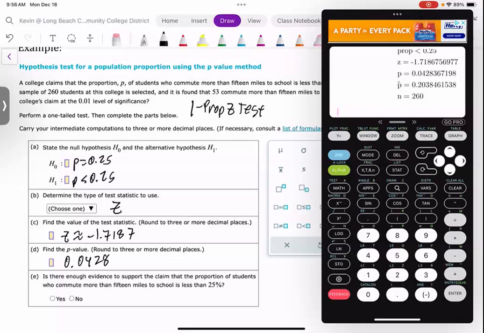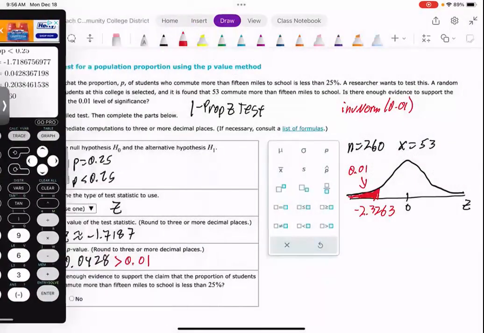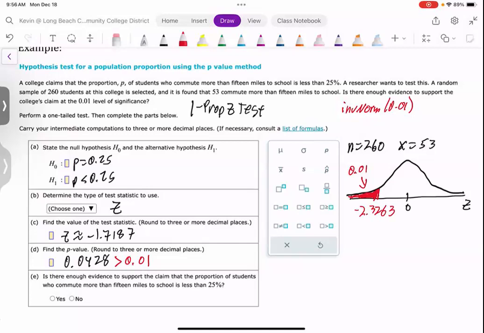Our p-value is 0.0428. And I can see right away that that is, what is our alpha? Oh, this is way bigger than our alpha. I also want to notice that this is not in the critical region. And the p-value is bigger than our alpha, which means we are going to fail to reject the null hypothesis. So is there enough evidence to support the claim that it's less than 25%? Nope, there is not.